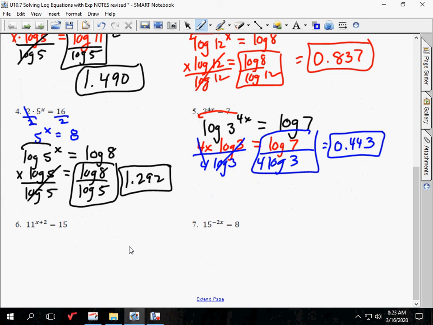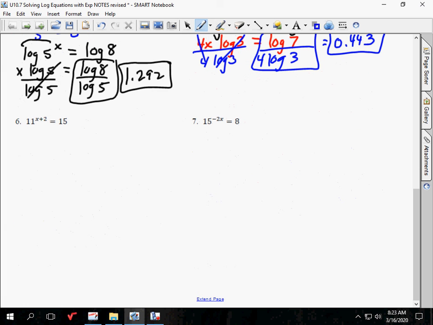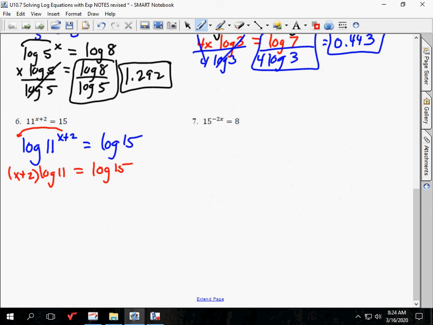All right, so number 6. Can't get the bases the same. It's already isolated, so we'll log both sides. So log 11 to the x plus 2 equals log 15. We'll bring the exponent down in front. So x plus 2 log 11 equals log 15.